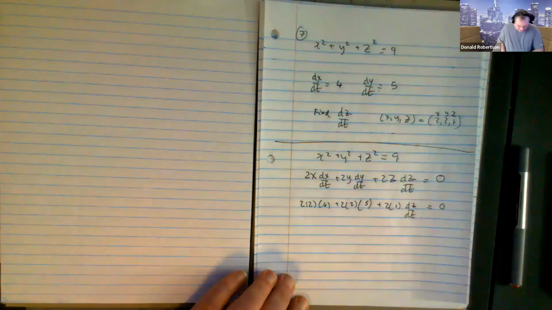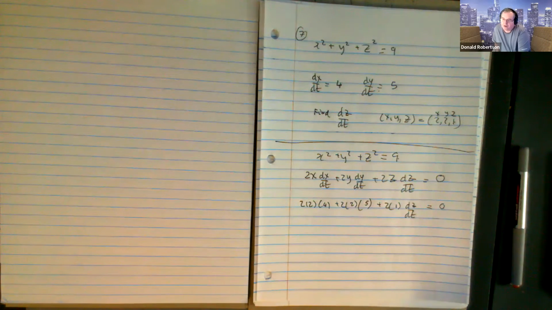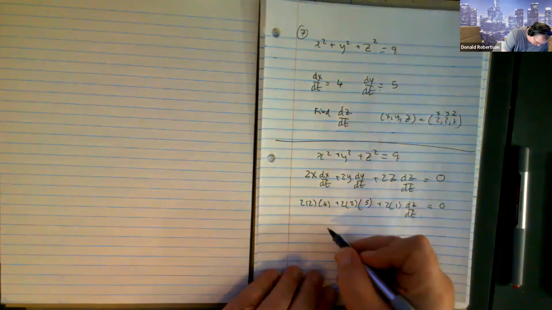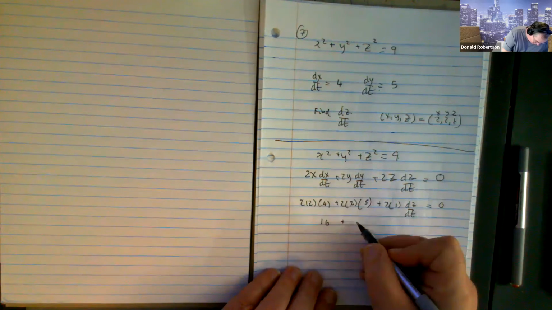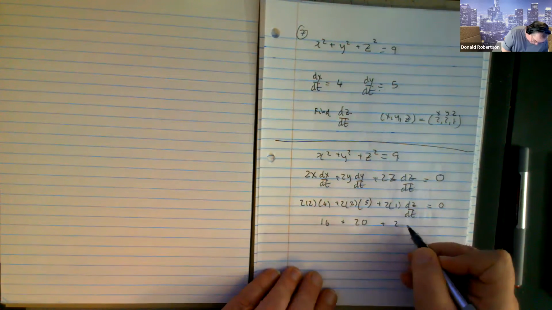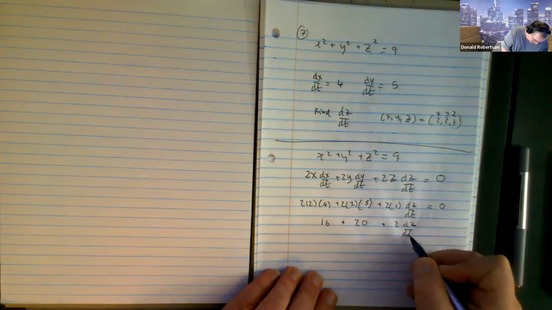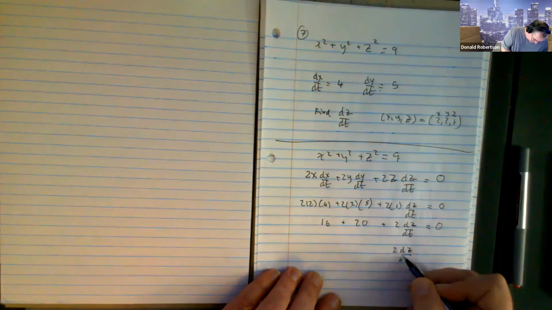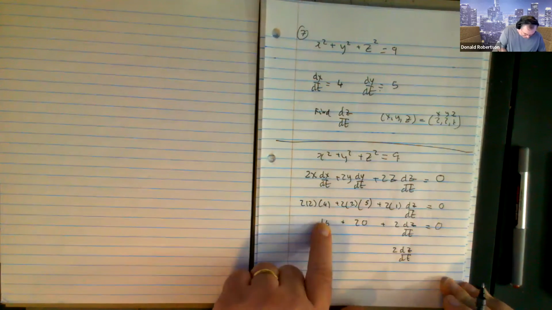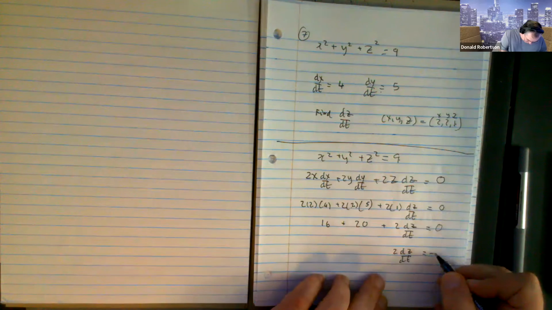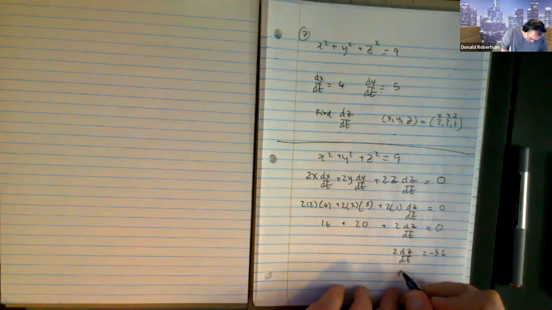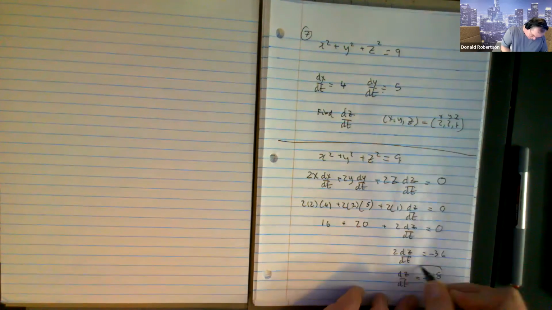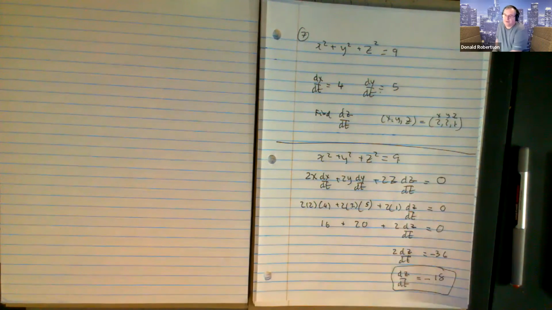Do you see what we've got now is basically an equation that will allow me to get dz by dt. So 2, 4, and 4 makes 16. 2, 4, and 5 makes 20, plus 2 lots of those guys. And it's still equal to 0. So to save a line of working, if you add these, it's 36. If you then take away 36 from both sides, and if you've got 2 dz by dt, then divide both sides by 2, and there's the answer that you were being asked to find.